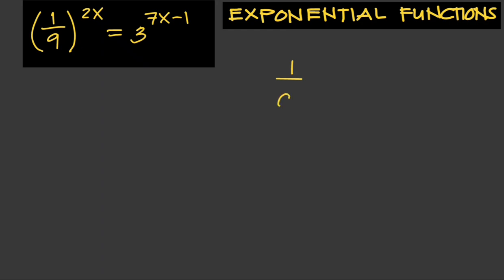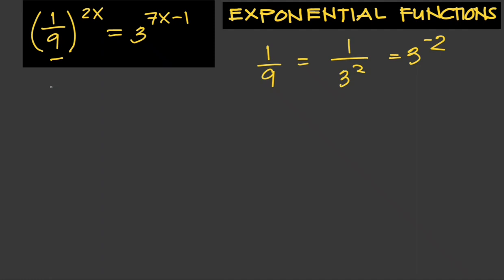Let's say we're given 1 over a to the power of n. You can just write this as a to the negative n. Say for example, we're given this problem here: 1 over 9 to the power of 2x equals 3 to the power of 7x minus 1. So we can rewrite 1 over 9 as 1 over 3 squared, or just 3 to the negative 2.